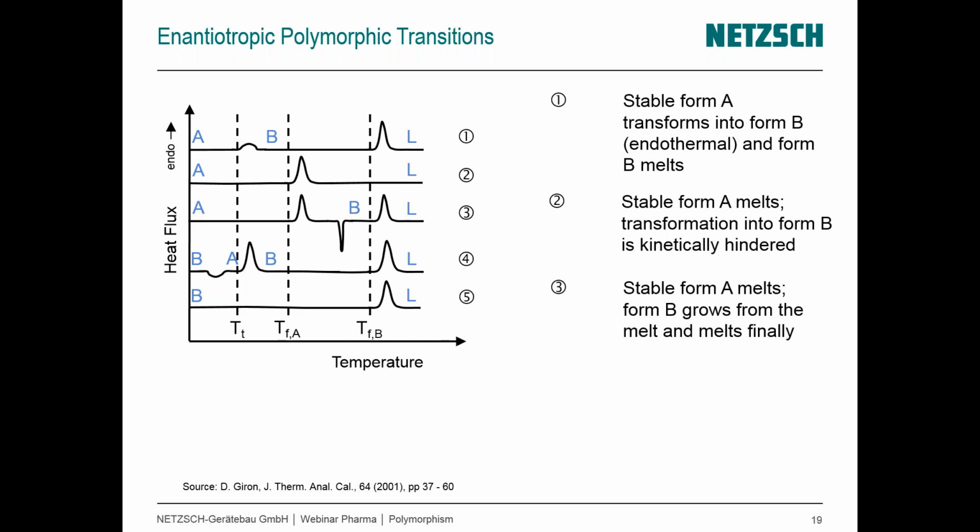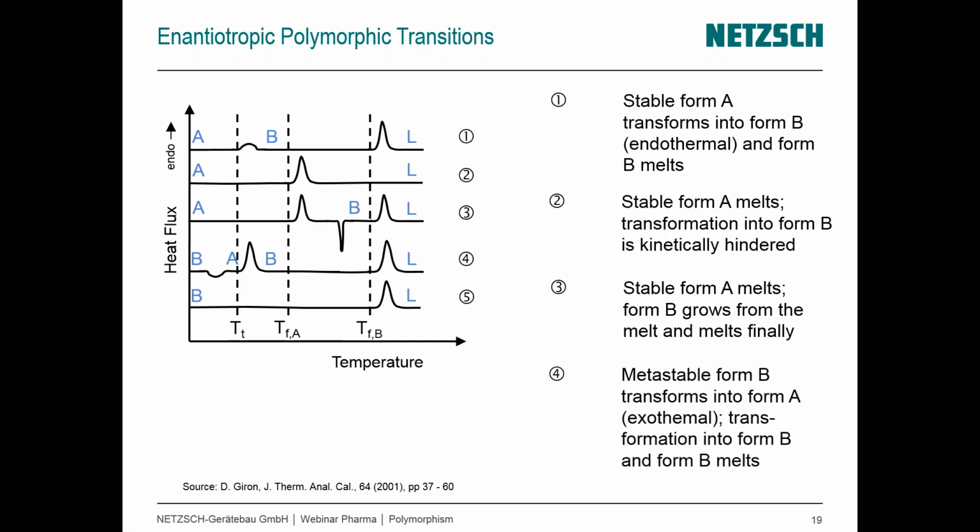So what about example 3? So we have stable form A that's melting. Stable form A melts here. Form B is growing from that melt. So we're getting a recrystallization into form B. That recrystallization is providing us with a more thermodynamically stable compound. So that's giving off heat. That's why we have an exotherm. And then form B is melting.